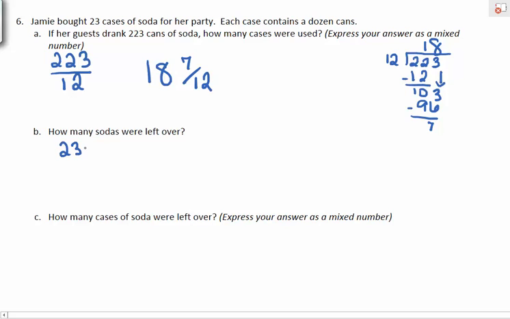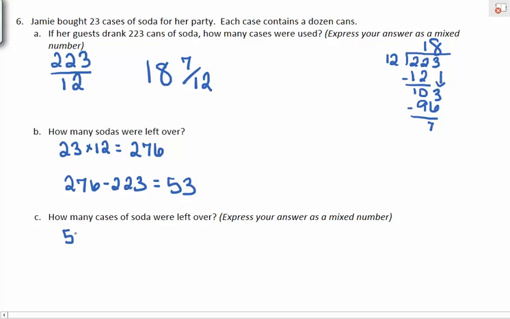Well, we had 23 cases, each which contained 12 cans. So we had a total of 276 cans. Since 223 of those were consumed, this leaves an extra 53 sodas.